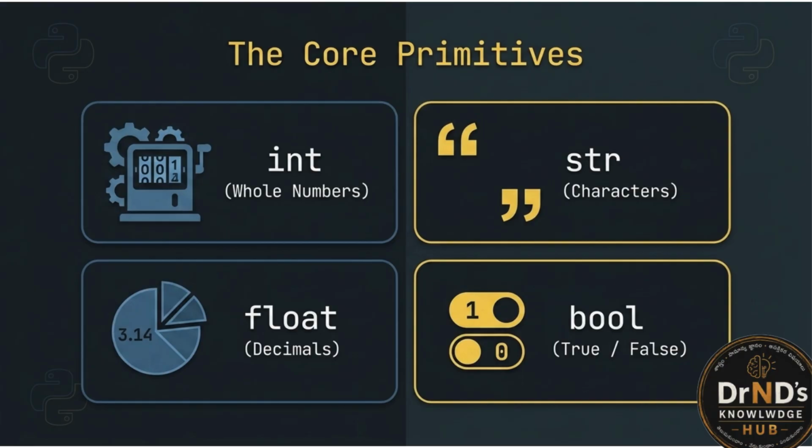Let's understand them briefly. The first data type is integer or int. Integers are used to store whole numbers without any decimal point. Examples include a student's age, number of tablets prescribed, number of patients enrolled in a study, or marks obtained in an examination as a whole number. Values such as 10, 25, 100, and negative numbers like -5 are all integers.